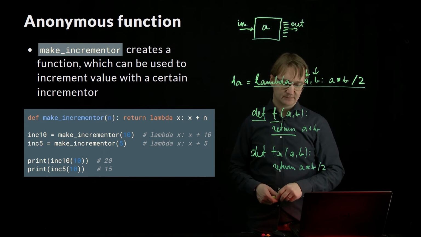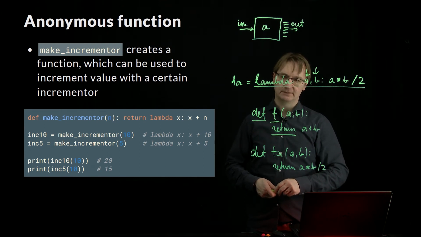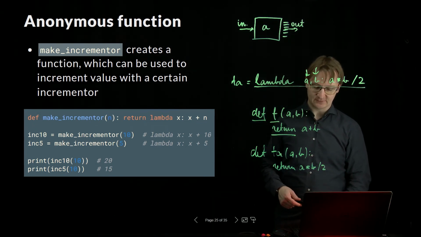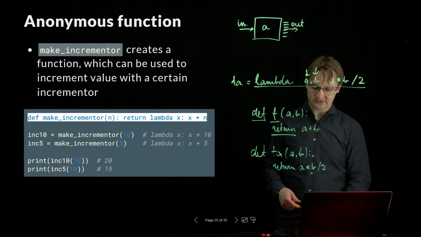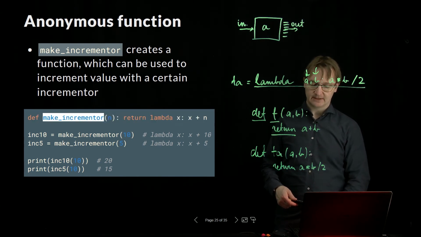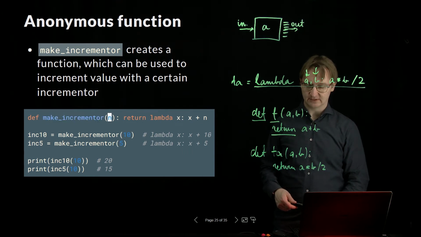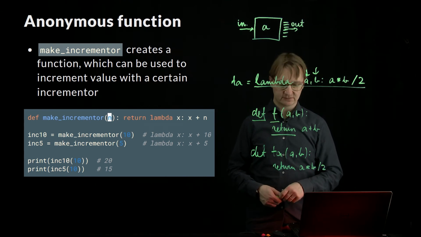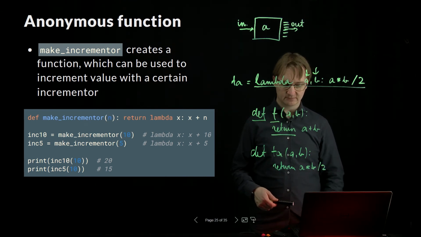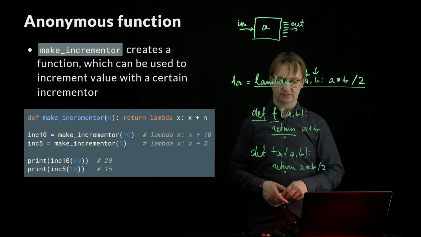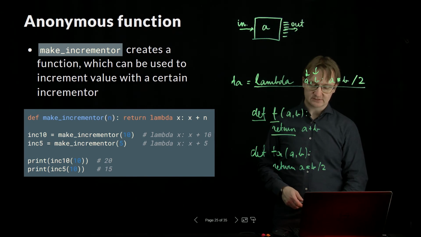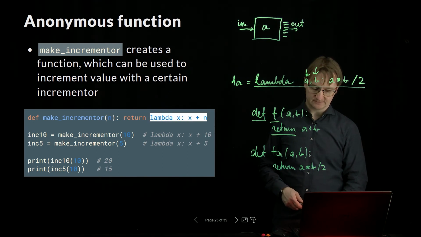Here is an example. This example shows how we can use functions inside functions. So basically first we define a function which is make incrementer, and it takes in a parameter n. This is a normal definition of a function, although it's on one line. The return could be on a separate line. Maybe it would make more sense. But what it does, it returns a function.